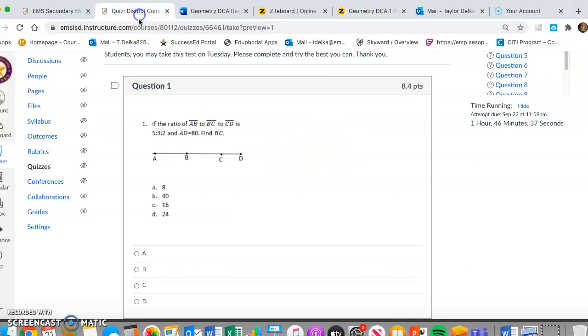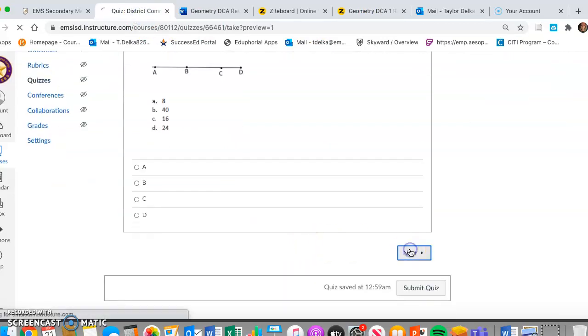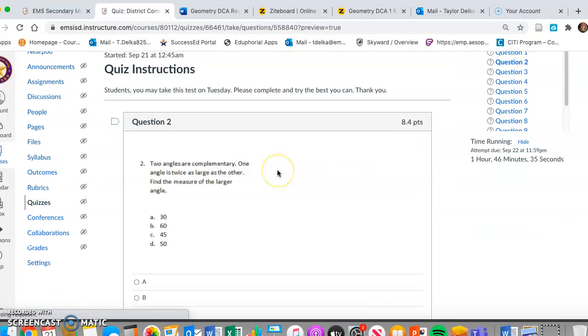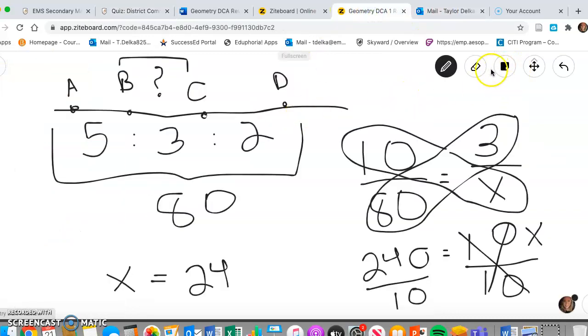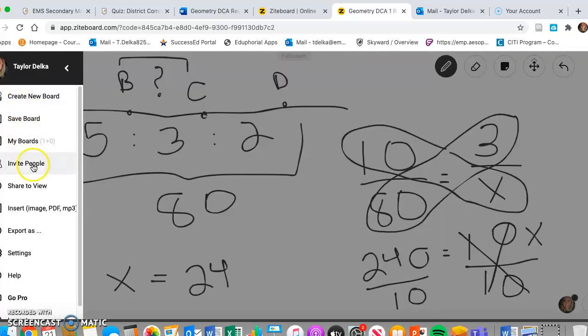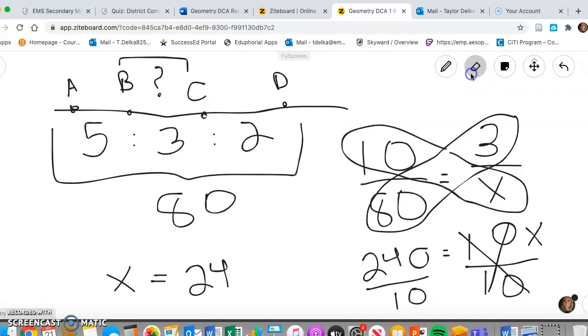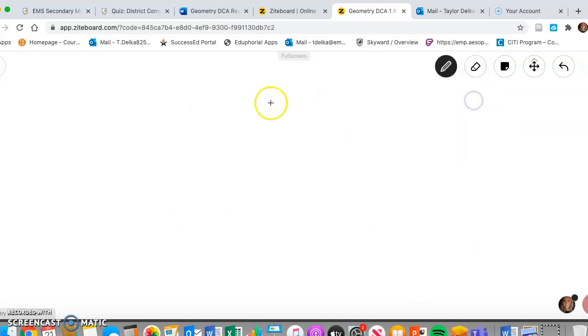All right, moving on to the next problem. So they tell us here, two angles are complementary. One angle is twice as large as the other. Find the measure of the larger. Okay, let's go and talk about, I'm going to erase this, or can we start like a new one? Give me a second. There, all perfect.